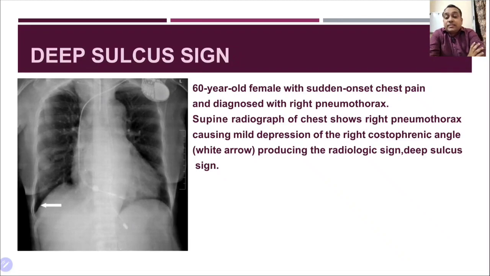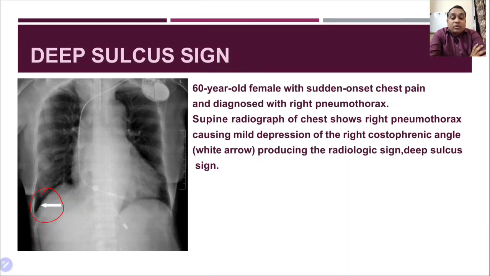So you can see here, when you compare the right and left costophrenic angles, there is a slight depression of the right costophrenic angle because of the presence of air laterally. So this is all about the deep sulcus sign.